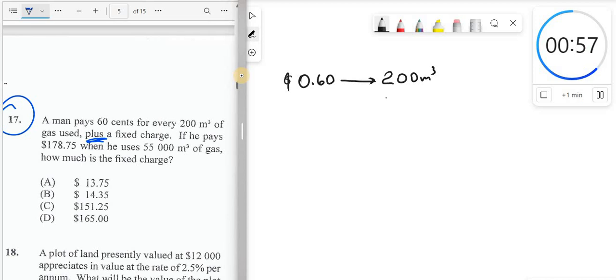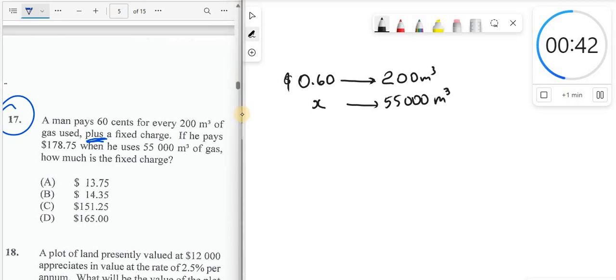So he's using 55,000. I want to have the 55,000 meter cube on the same side as the 200 meter cube, and put the dollars on the same side. But I'm not sure of the amount that will cost him, in addition to the fixed charge. Remember, the fixed charge is in addition to the cost to him. So let's find the actual cost for 55,000 meter cube of gas, and then we're going to add the fixed charge to it.